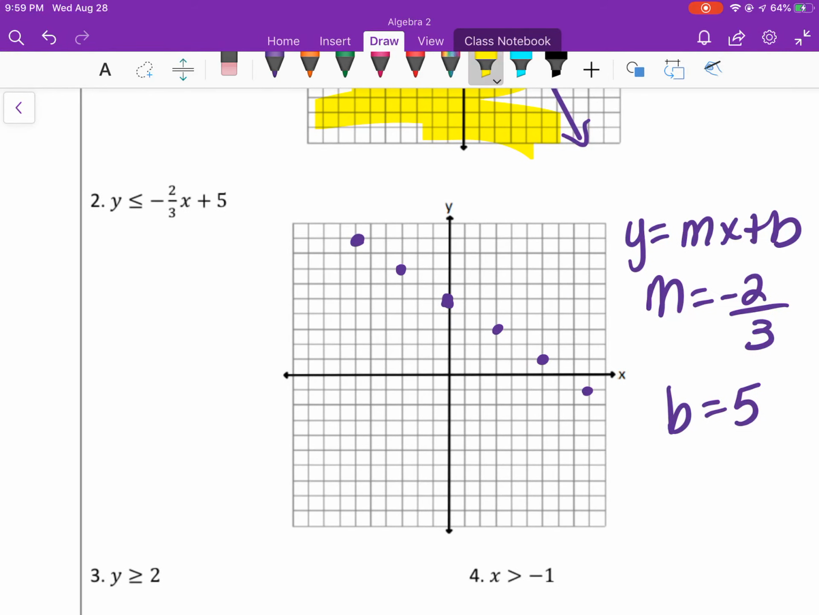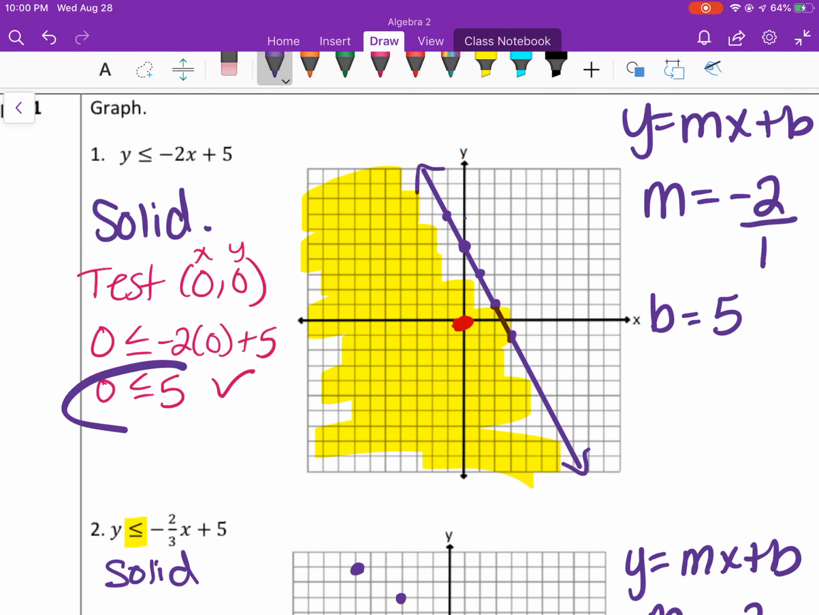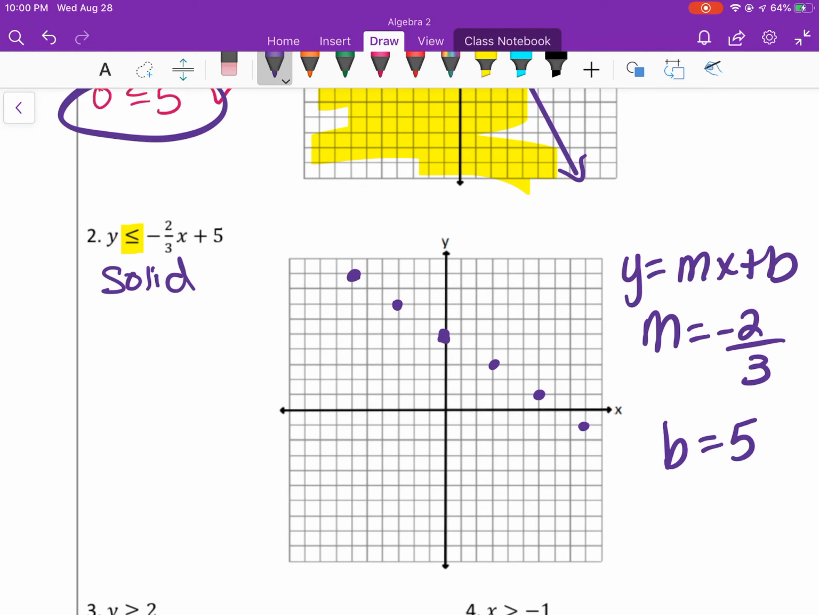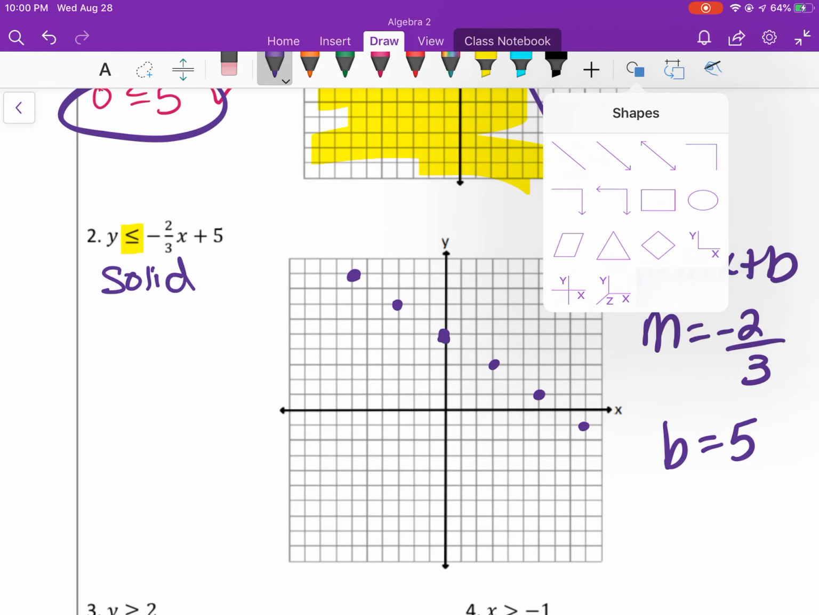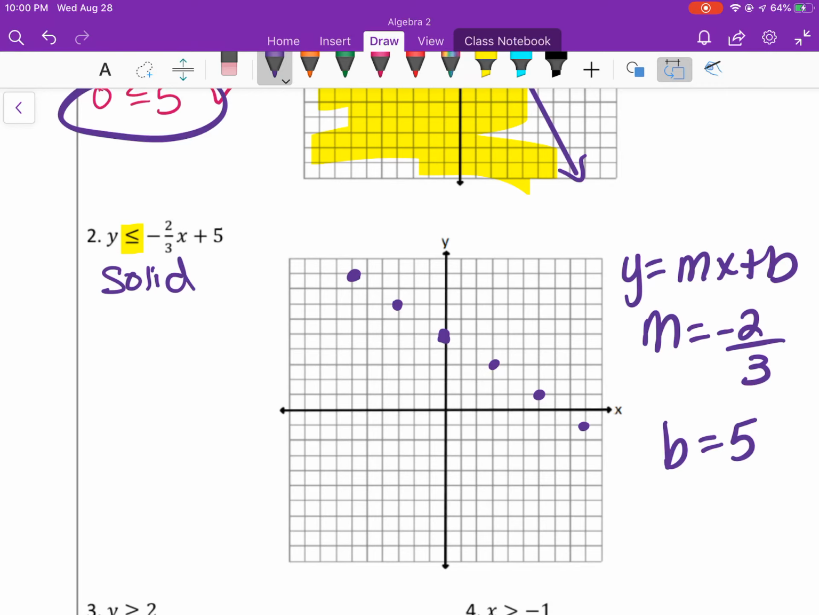Since this is a less than or equal to, again, we have a solid line because the points on the line are a solution. They will make the inequality true when you plug in those points. Like we got a true statement here. These points make the inequality true. The points along that line will make the inequality true. So, solid line.